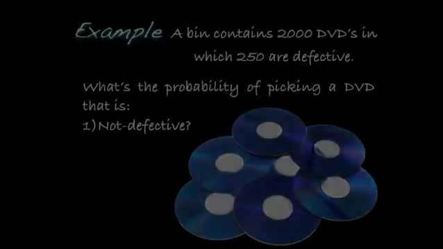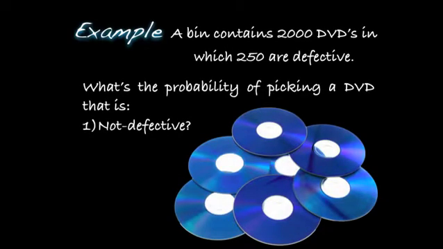We're now going to look at a bag of marbles. What's the probability of selecting a 1, non-red marble; 2, non-blue marble; and 3, non-orange marble? Notice again, all of these are complements of some other events. A bin contains 2,000 DVDs in which 250 are defective. What's the probability of picking a DVD that is not defective?